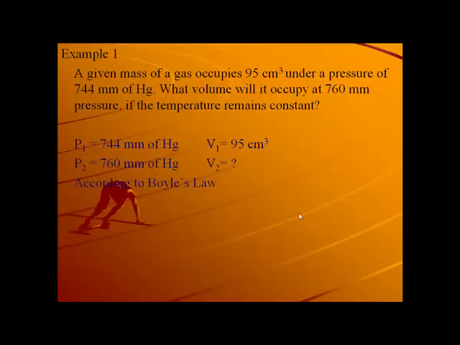Since the temperature remains constant, we use Boyle's law in the equation. P1 V1 is equal to P2 V2, or V2 is equal to P1 V1 by P2. Substituting these numbers in the equation, we get V2 is equal to 93 centimeter cube.